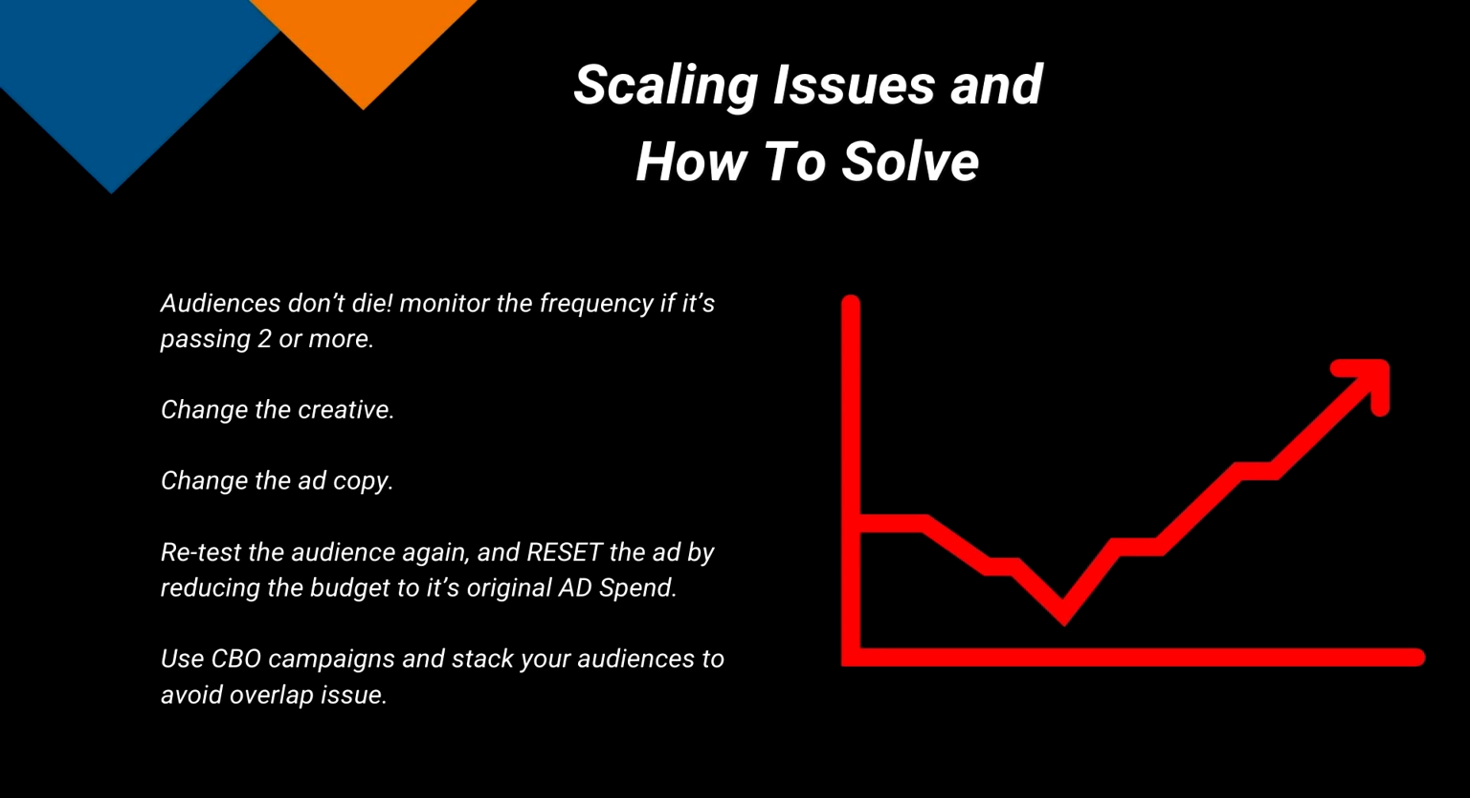which is first, make sure you're using a CBO campaign and you're not separating your audiences, as this can cause overlap issues. It's not much of a problem if your budget is low, but the more you spend, the more you're going through the audience. So take your audiences, stack them and add them into a CBO campaign. And then another solution is the same as before, use ad angles that have wider reach, such as the story-based ads.